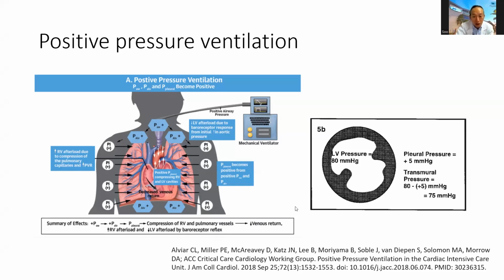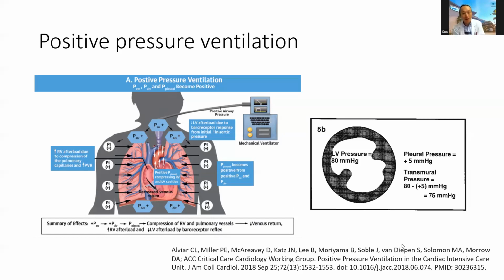So to sum up, during normal respiration, it is easy for blood to come into the right side and go to the lungs, but it is more difficult for blood to get out from the left side of the heart. During positive pressure, it is difficult for blood to get into the heart, but easy for the blood to get out from the left ventricle into the systemic circulation.